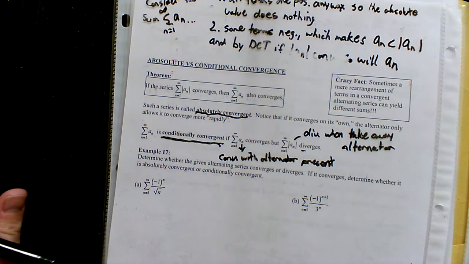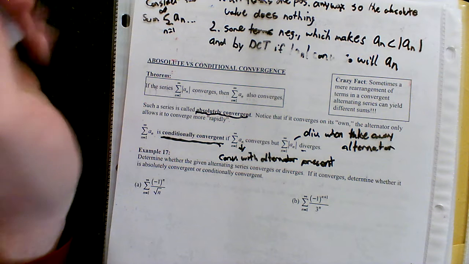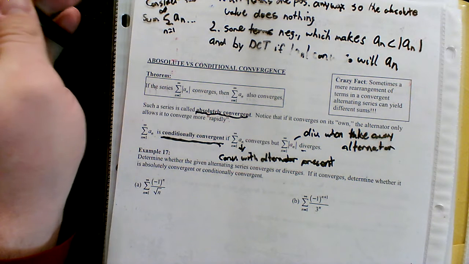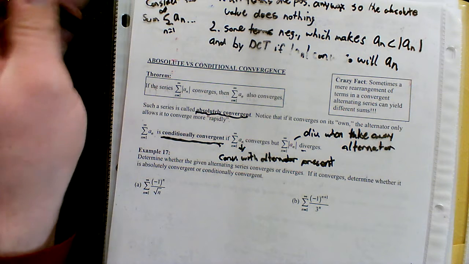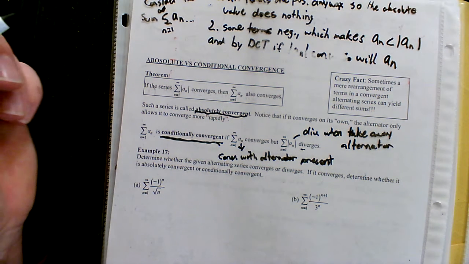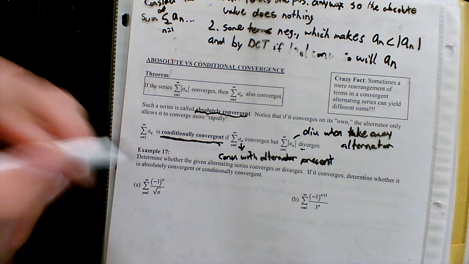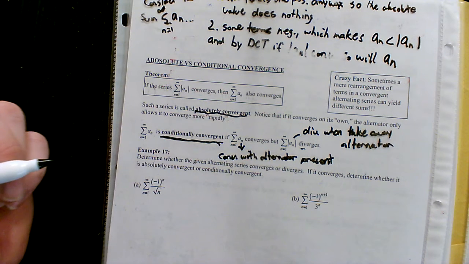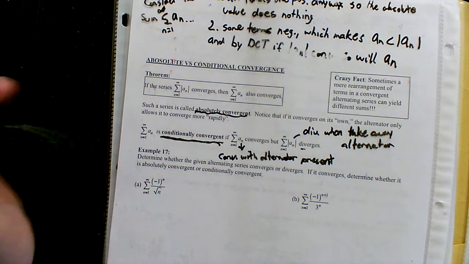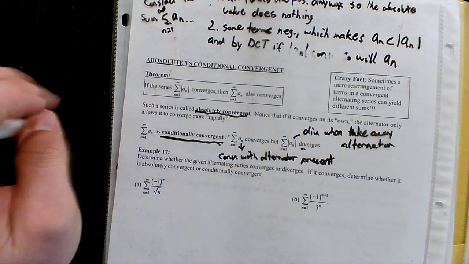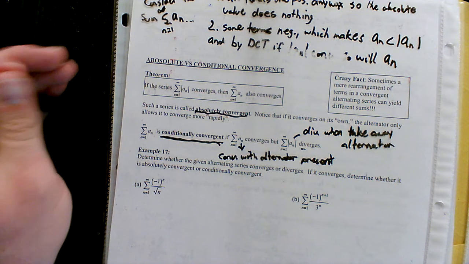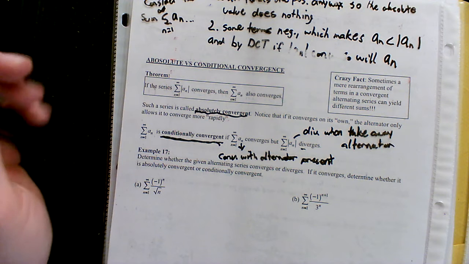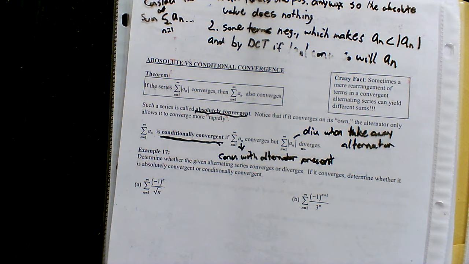Alright, I think it's more easily seen with an example. So determine whether the given alternating series converges or diverges. If it converges, determine whether it is absolutely convergent or conditionally convergent. So on the first one, what would be the first step in checking this? We need to do what? What does it look like? What test that we've done does it seem similar to? Hint, we may have done it today.